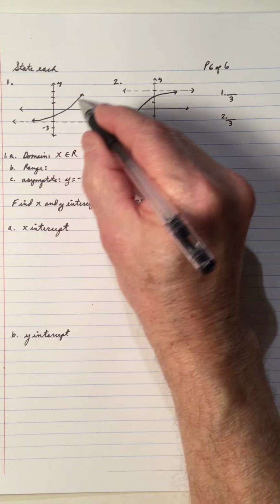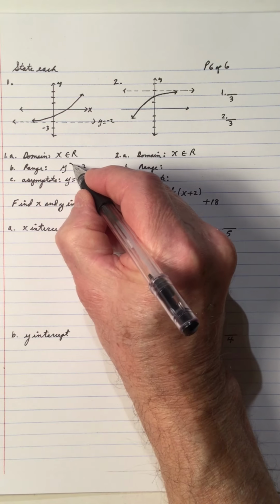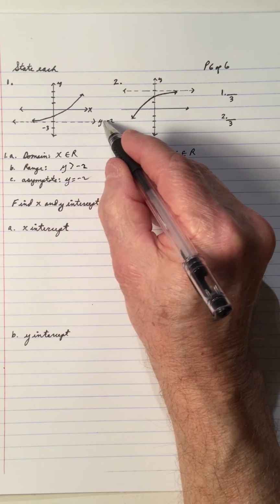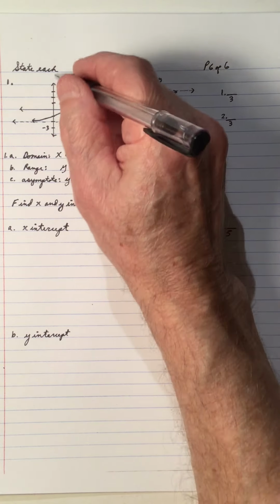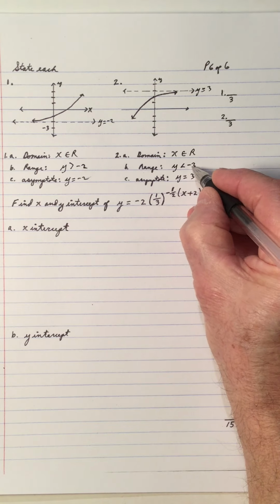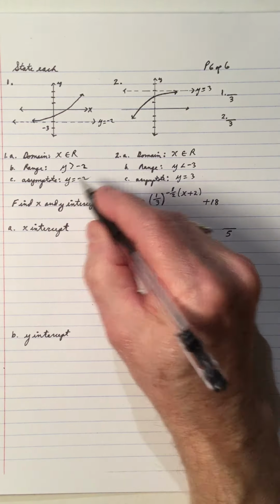And notice the y values are above the -2. The asymptote is y equals -2, but the y values are above that. And right here, the asymptote is y equals 3, but the y values are less than 3, going downward. And for each of these, you get a mark. For each of these, you can mark 3 here and 3 here, 6 altogether.